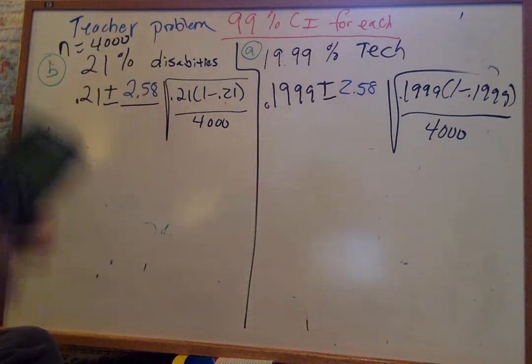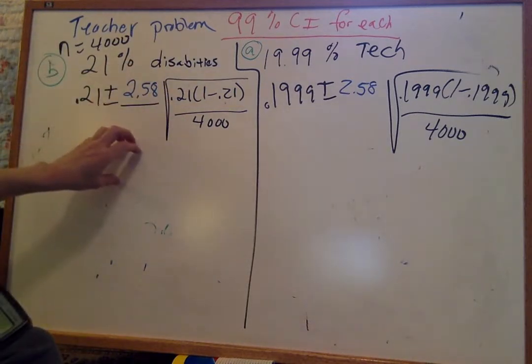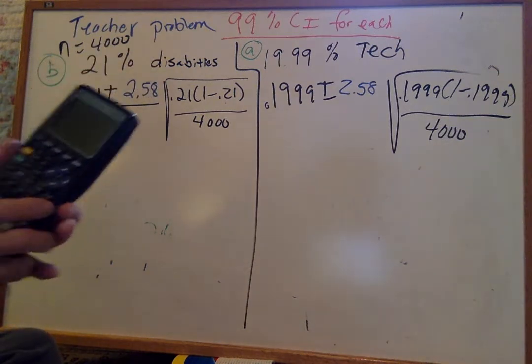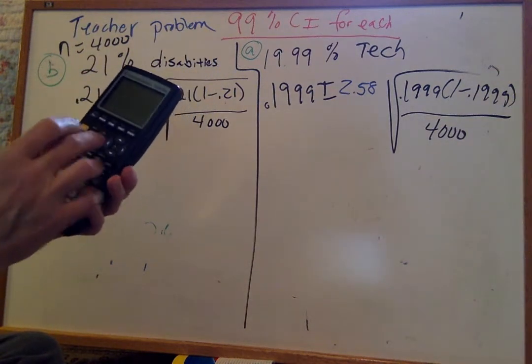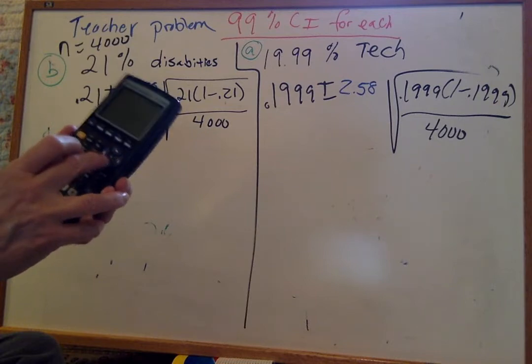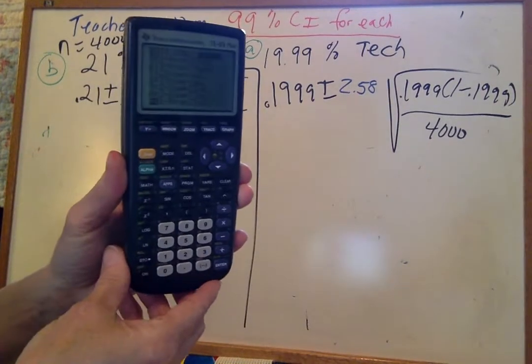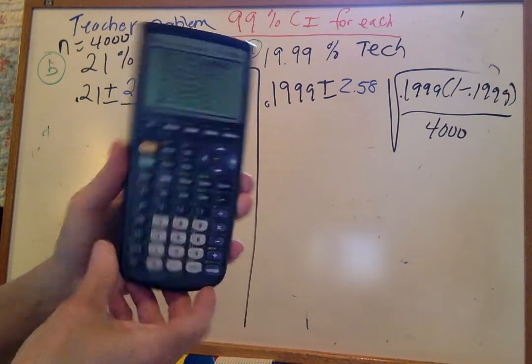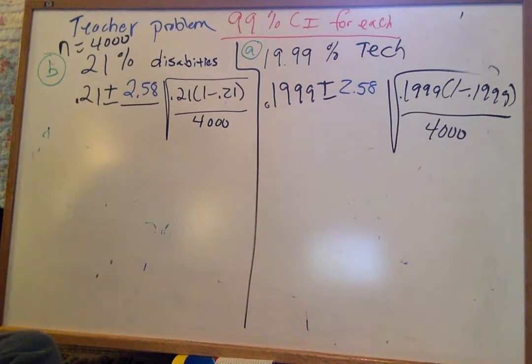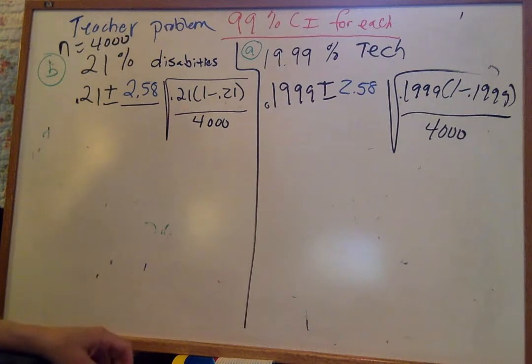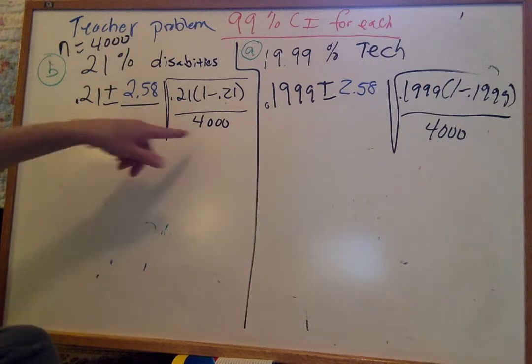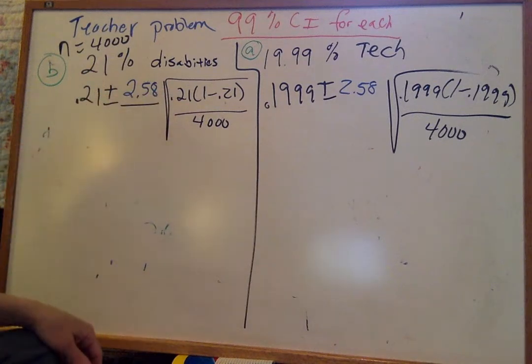Pick up your calculator. We're going to do this one first, the disabilities one. Go to Stat, Test, 1 prop Z int, hit enter. But here's the problem. This one is harder. It did not give me the information in fraction form. So, obviously the N is 4,000. That's easy. But how do I get the X?